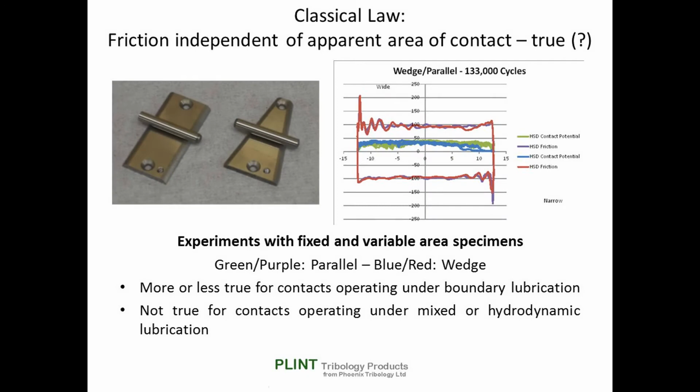The law that states that friction is independent of apparent area of contact is more or less true for contacts operating under boundary lubrication. It is not true for contacts operating under mixed or hydrodynamic lubrication. In this example, a line contact specimen is run against a parallel-sided specimen and against a tapered specimen under steady load. With the latter, the contact pressure is double at the narrow end of the stroke compared with the wide end. The doubling of contact pressure does not appear to affect the frictional response.